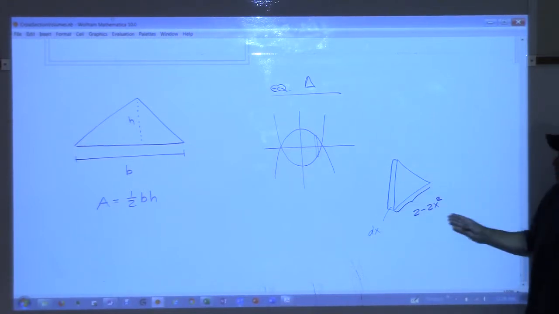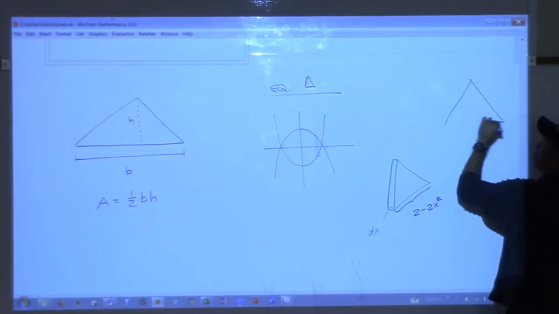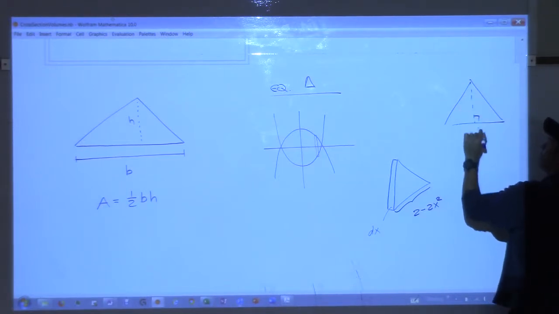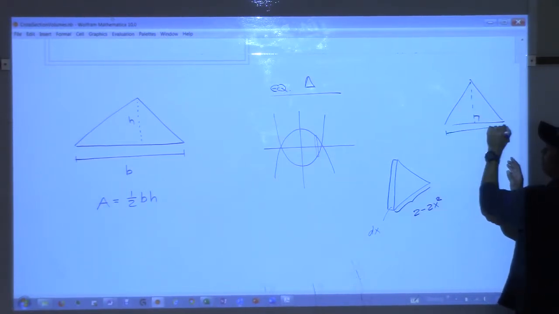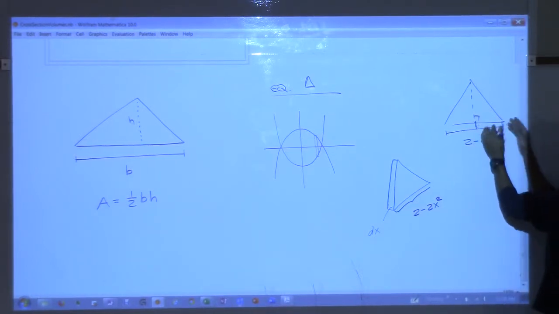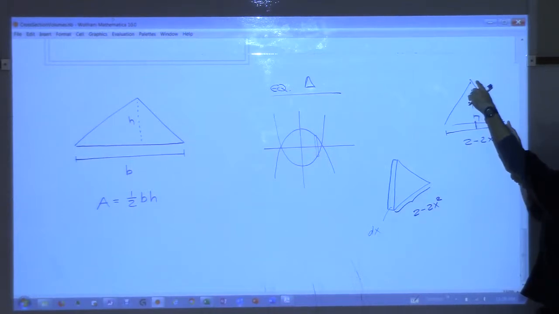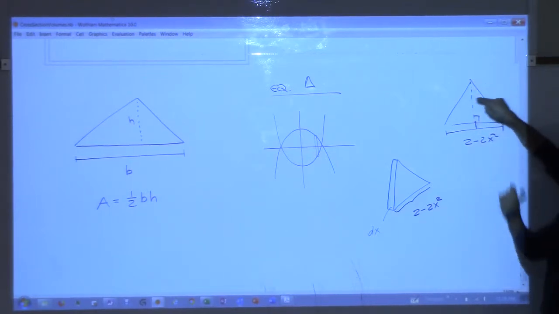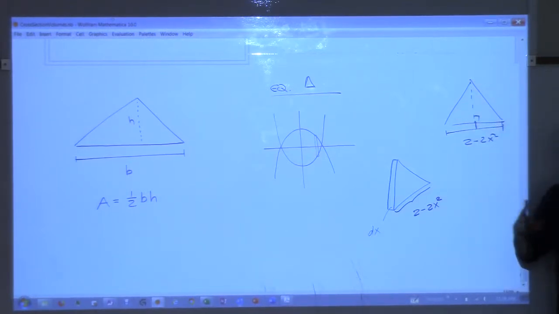You take your equilateral triangle and drop a height, and you know the distance from here to here is 2 minus 2x squared. So the distance from here to here is half of that. And then you know the hypotenuse is also 2 minus 2x squared. So you know this side, and then you can solve for that side, like Pythagorean. But it's too much work. It's better if you know this other formula.